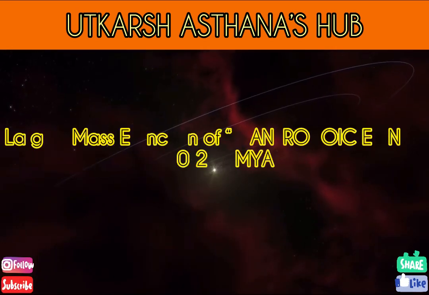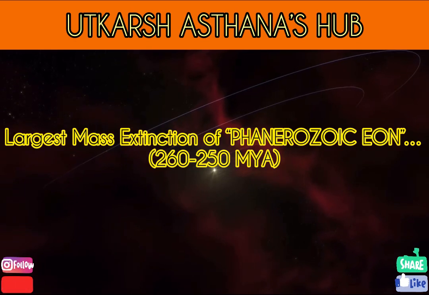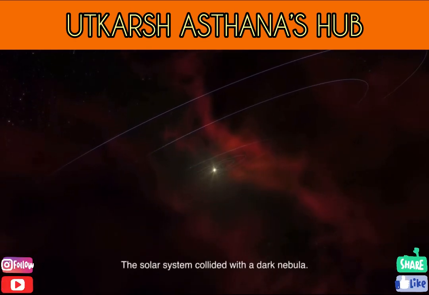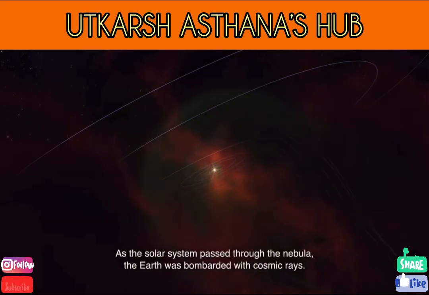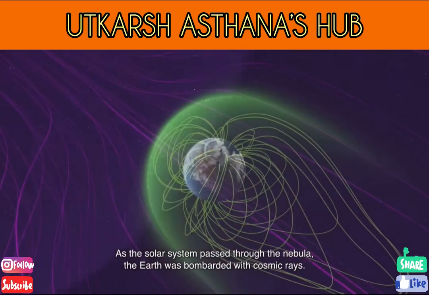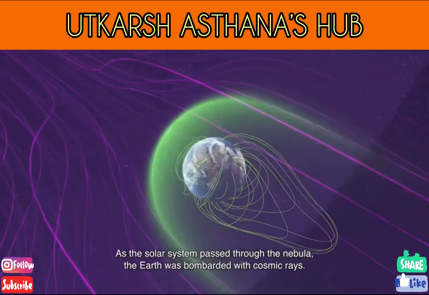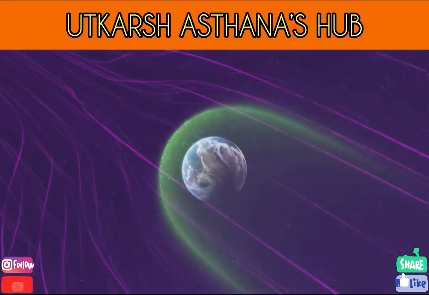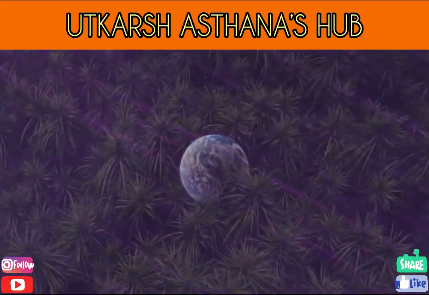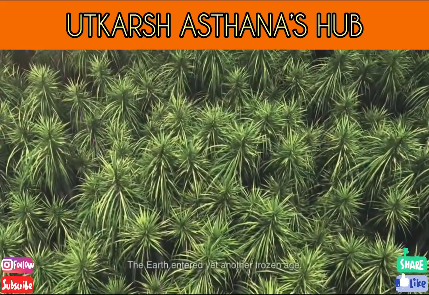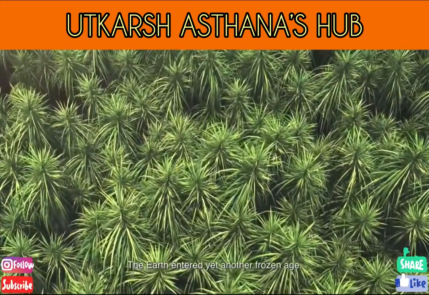Due to collision with a nebula, mass extinction occurs 260 to 250 million years ago. The solar system collided with a dark nebula. As the solar system passed through the nebula, the Earth was bombarded with cosmic rays. The Earth entered yet another frozen age.